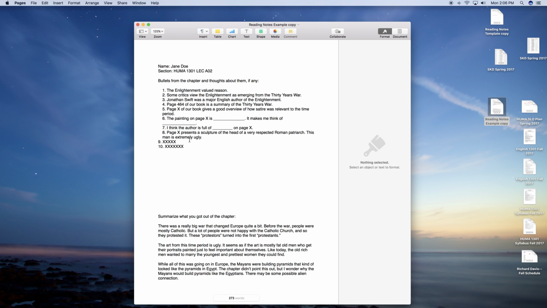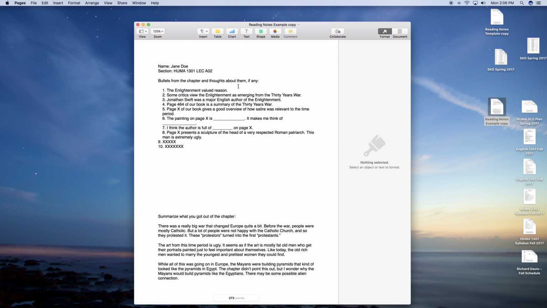So this is not chapter 1, what you are doing next time. But let's just say we are up to the Enlightenment chapter. So this is what I suggest. Bullets from the first chapter and thoughts about them if you have any. Right? This is pretty much straight out of the text.